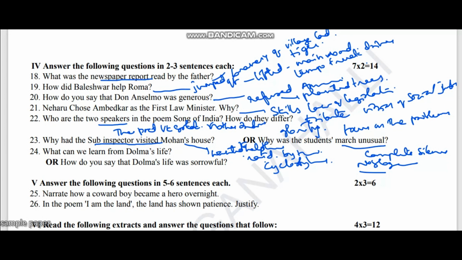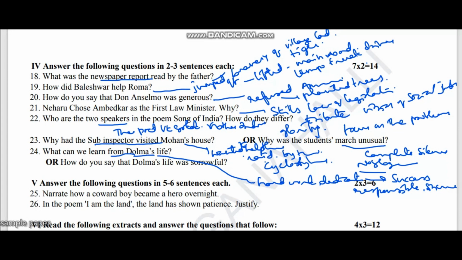What can we learn from Dolma's life? From Dolma's life, we can learn that hard work and dedication lead to success. And the hardships she had faced in her childhood made her achieve something in her life. And also she was very responsible and sincere in her work.